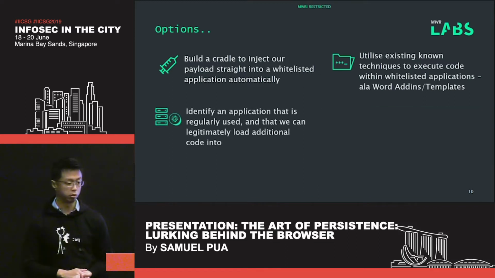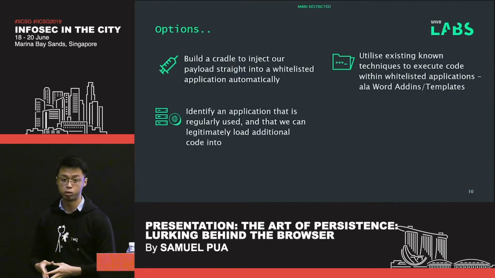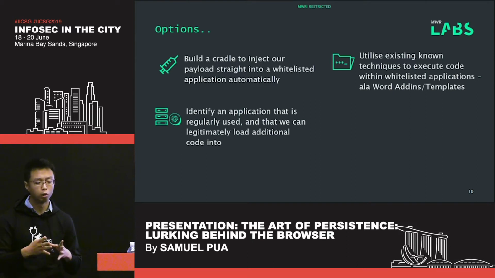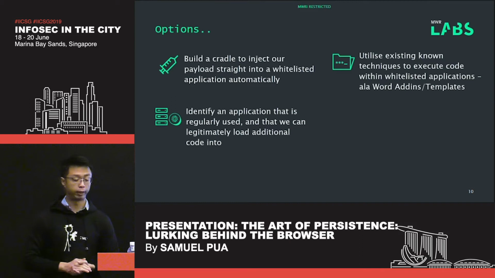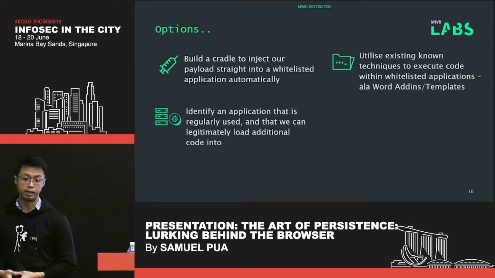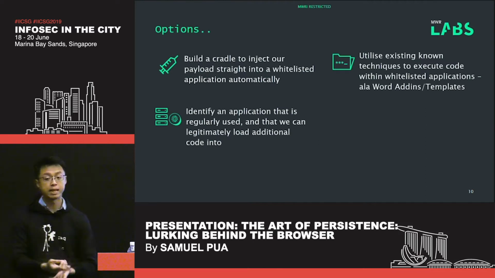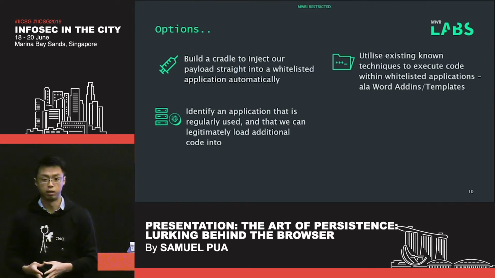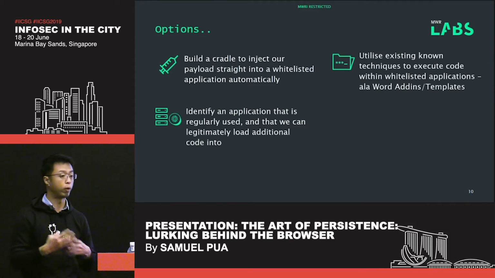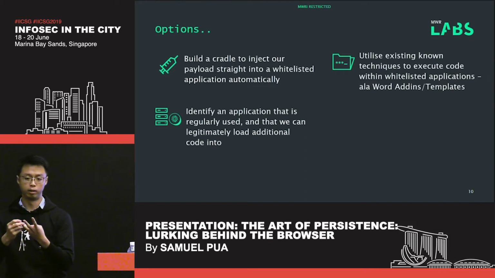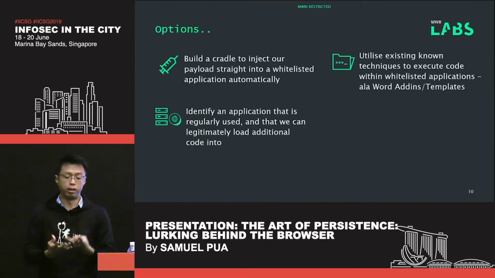The last technique we considered is to identify an application that is regularly used and that is able to load additional code. We can put our custom code into there and load our payload through this application. The advantage is it's less well known, it's more customized, and it is less likely to be detected. The disadvantage is that it has prerequisites: this application needs to be whitelisted, be able to make outbound network calls, and be able to load the payload that we want in our way.